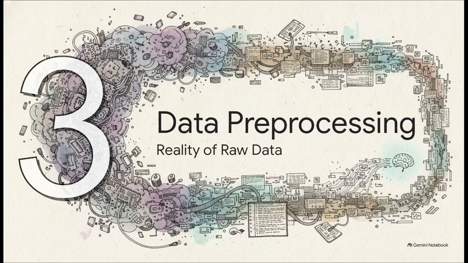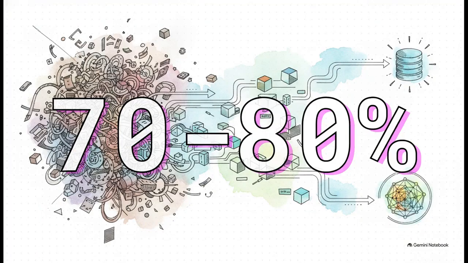Section 3, the data preprocessing reality. It's time to face the unglamorous truth of machine learning. 70 to 80%. Seriously, let that sink in for a second. That is the massive chunk of your total project time you are going to spend just cleaning and structuring your data. Why? Because raw IT data, your logs, metrics, events, is inherently noisy, it's inconsistent, and it's missing pieces.